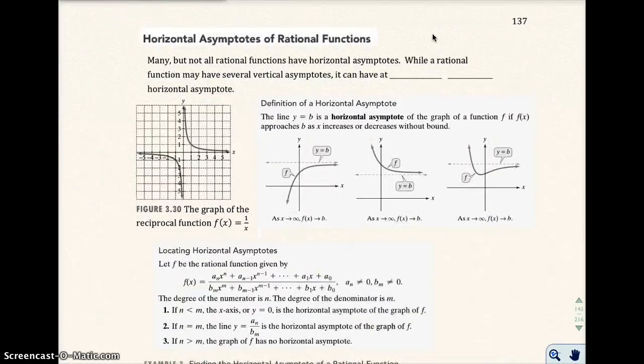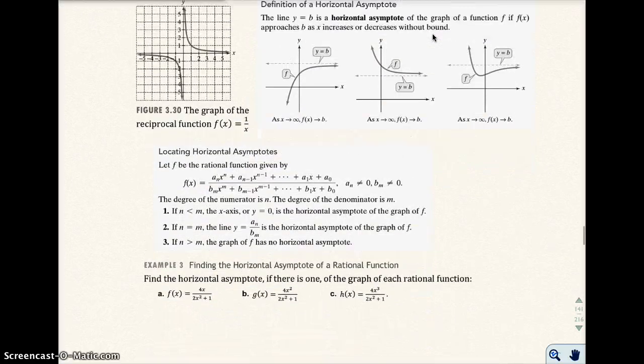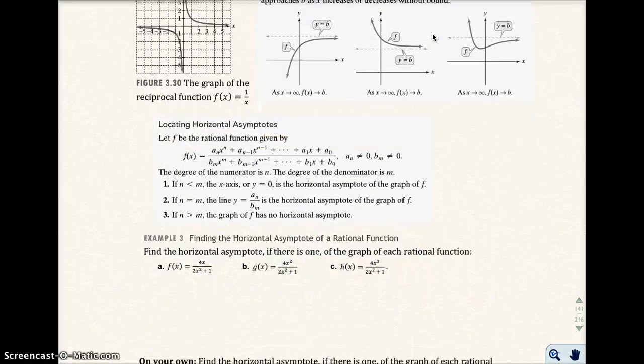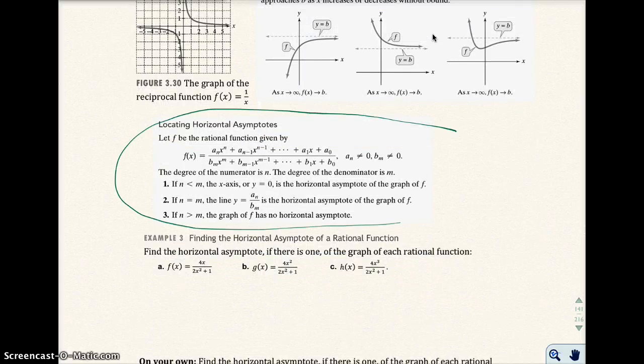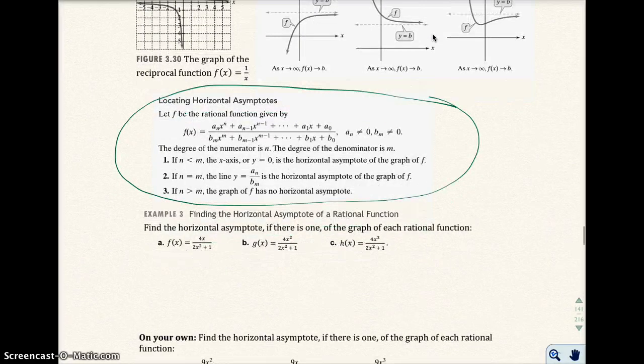Horizontal asymptotes. Many but not all rational functions have horizontal asymptotes. While a rational function may have several vertical asymptotes, it can have at most one horizontal asymptote. To find the horizontal asymptote, you don't need to have this memorized. I'll give you this on your exam. You'll have it on a sheet given to you.